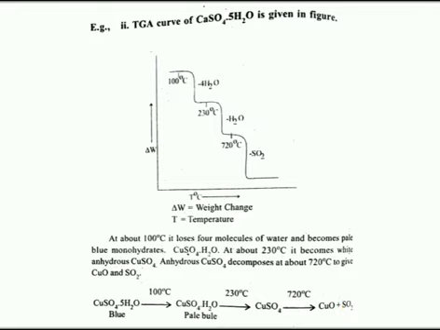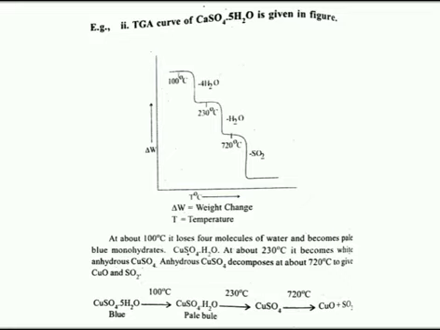And at about 230 degrees Celsius, it becomes white anhydrous copper sulfate. This anhydrous copper sulfate decomposes at about 720 degrees Celsius to give copper oxide and sulfur dioxide. That is, it gives cupric oxide, and along with that it loses sulfur dioxide.